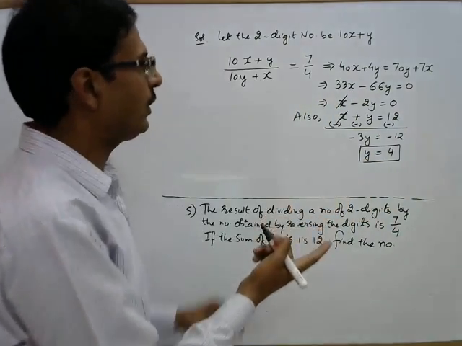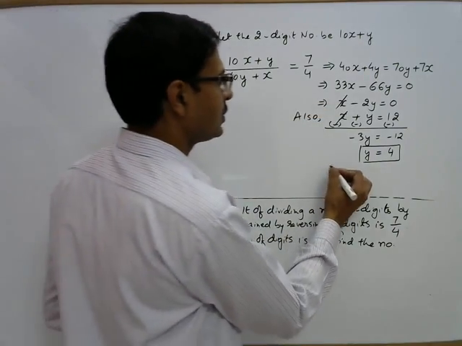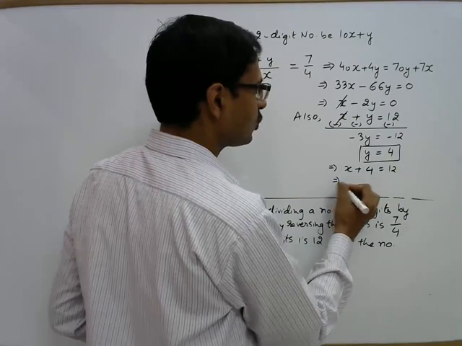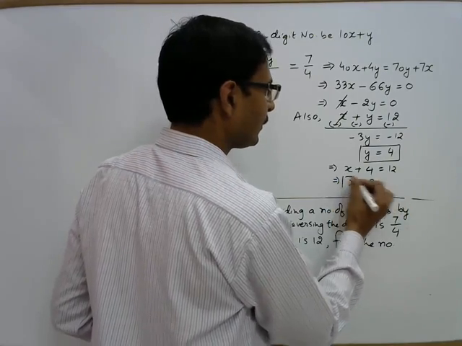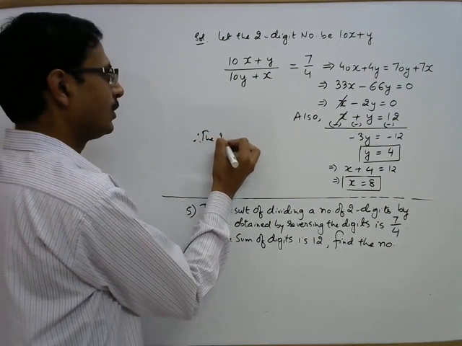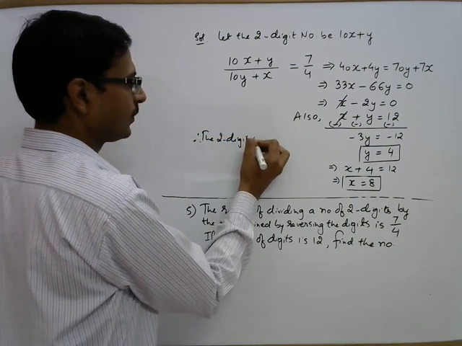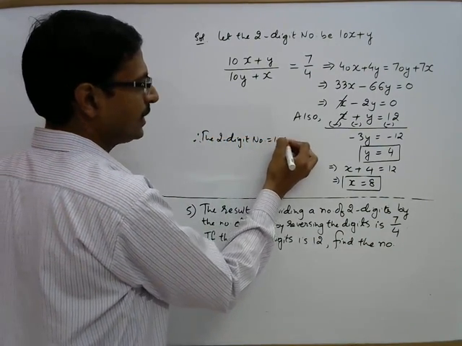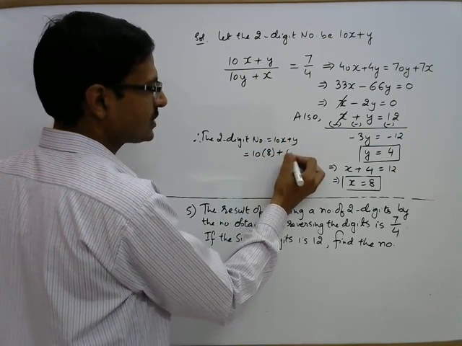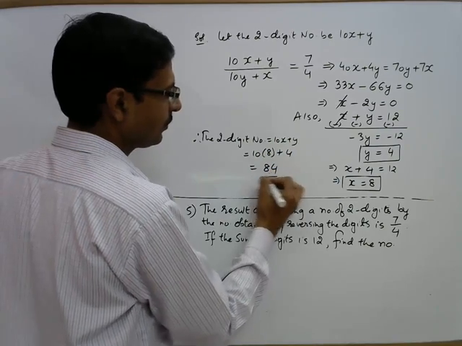You can substitute the value of y in the second equation. So x plus y is 12. So x comes out to be 8. So what is the answer? Therefore, the two-digit number is 10x plus y. Just put the values here. 10 into x is 8 plus y is 4. Your answer is 84.